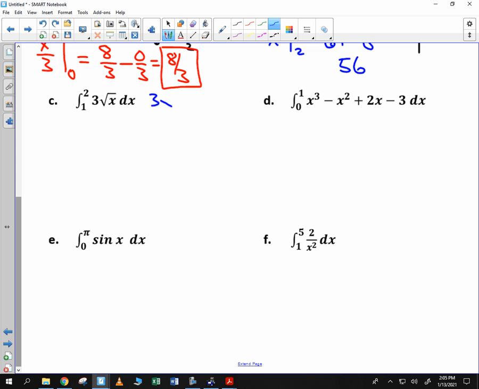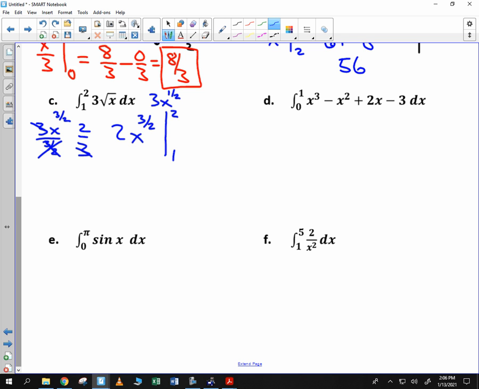This is 3x to the 1/2. So the antiderivative would be 3x to the 3/2 divided by 3/2, or multiplied by 2/3. The 3's cancel. I get 2x to the 3/2, and evaluate it at 2 and 1.